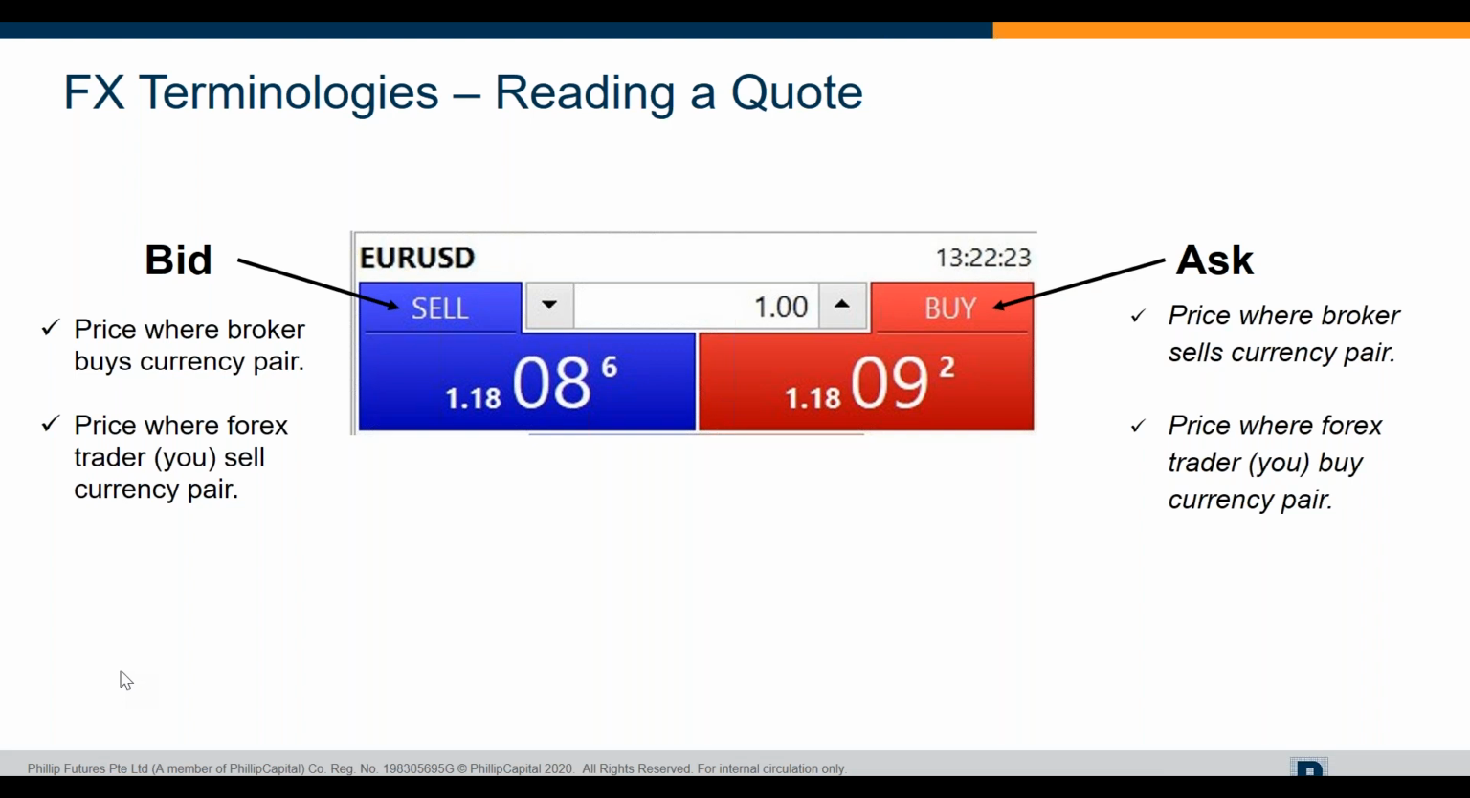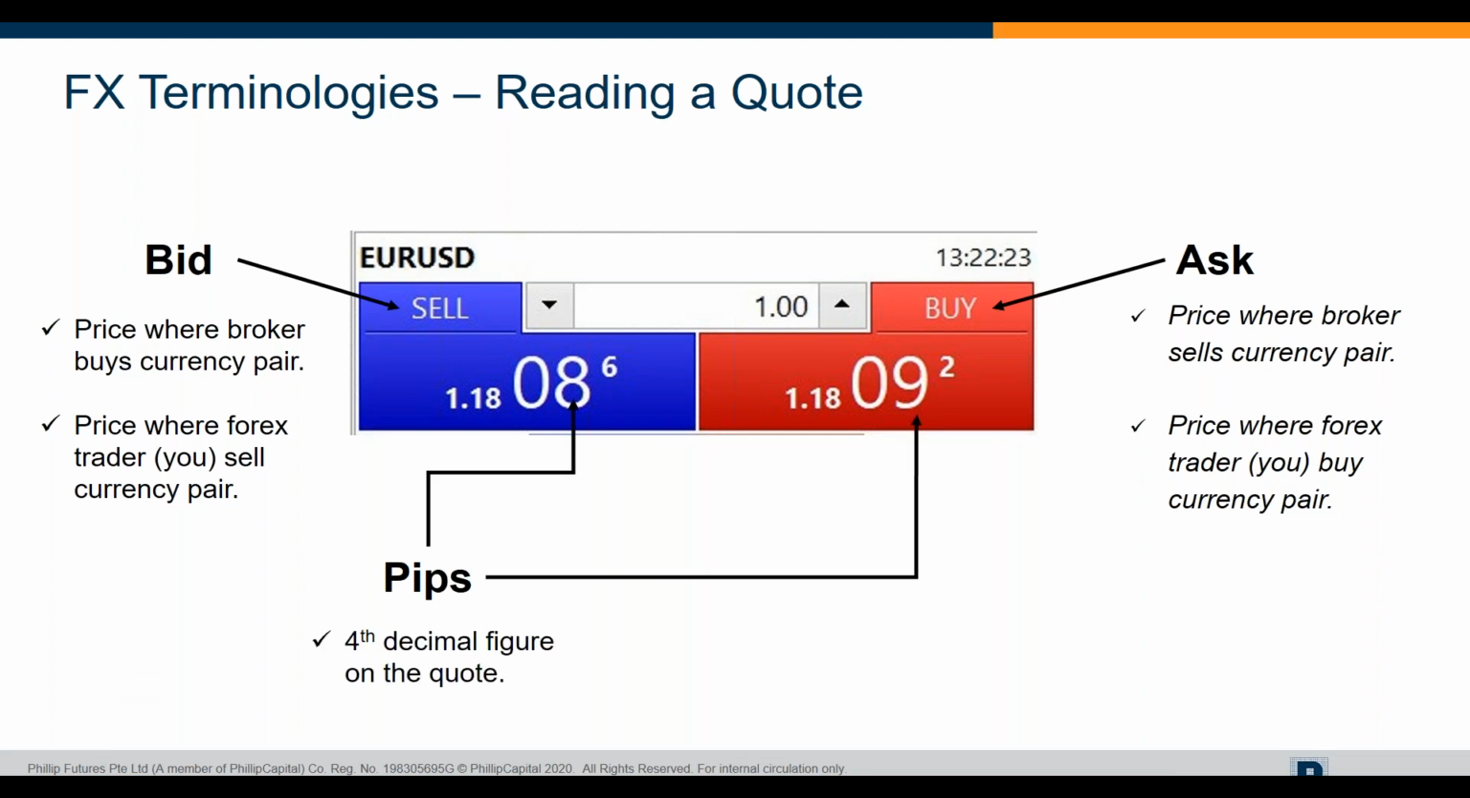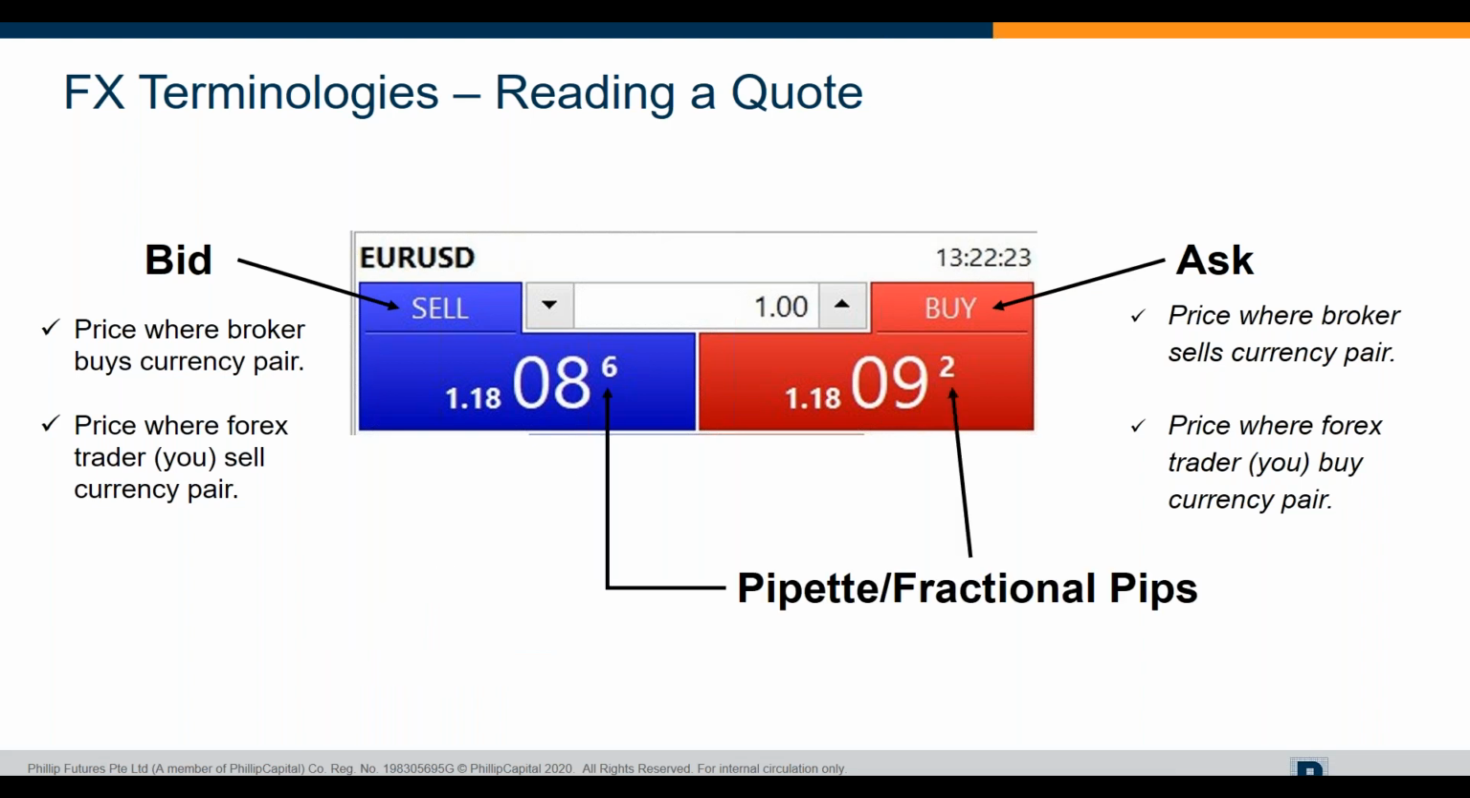One important concept to know when we trade forex is something called pips. The pip is simply the fourth decimal figure on the quote. In recent years, it's becoming so competitive that spreads are getting thinner. So there is this thing called the pipette, or fractional pip, because the spread is getting so low that we have a fifth decimal place, and that is what we call the pipette or fractional pip.